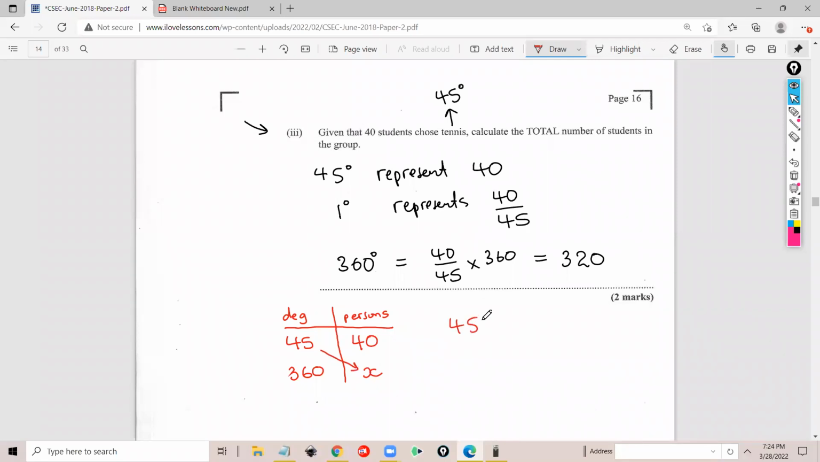45 by X is 45X. 40 by 360, let's work that out. 40 multiplied by 360, and I get 14400. Let's solve for X. 45 is our multiply, throw it across, you get a divide, and let's divide that and see if we get back to 320. And we do get back to 320. So either way, you get the same answer. The red method is my preferred method. Obviously, if your teacher showed you the black method here, stick with the black method, right?